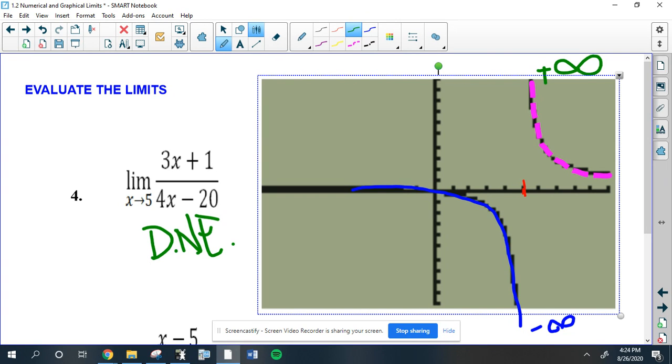Now, one more thing. I just talked about vertical asymptotes. It's obvious that 5 makes the bottom 0. If you plug 5 into the top, it makes it 16, which is not 0, which means vertical asymptote.